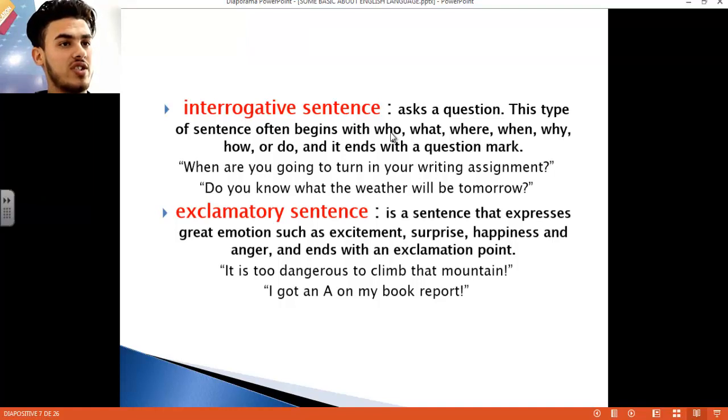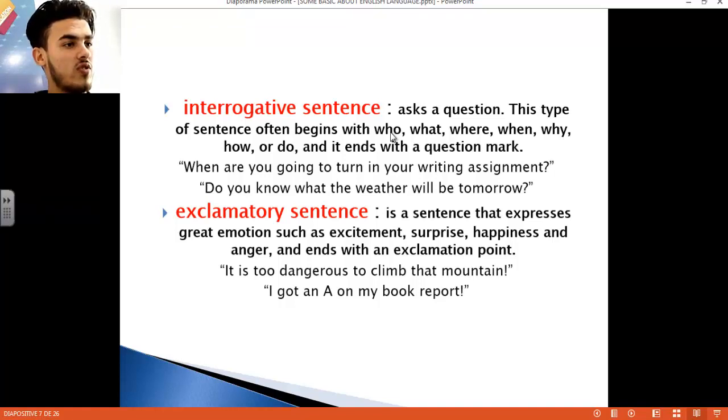which asks a question. This type of sentence often begins with who, what, where, when, why, how, or do, and it ends generally with a question mark, like the following examples. When are you going to turn in your writing assignment? Do you know what the weather will be tomorrow? So here the aim is always about asking about something.